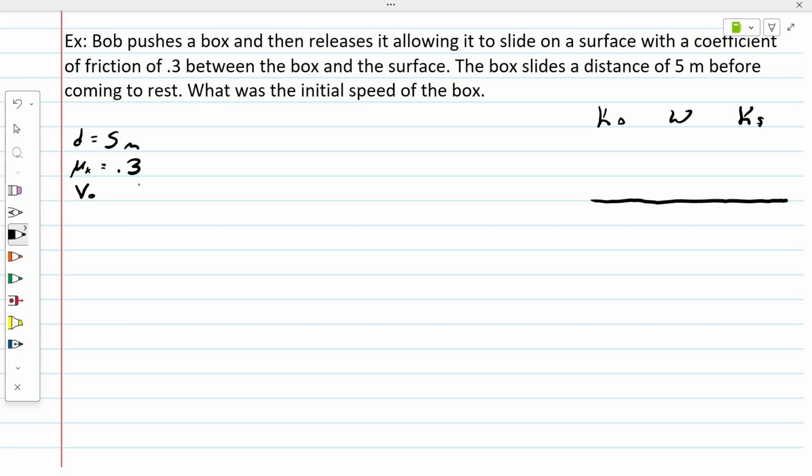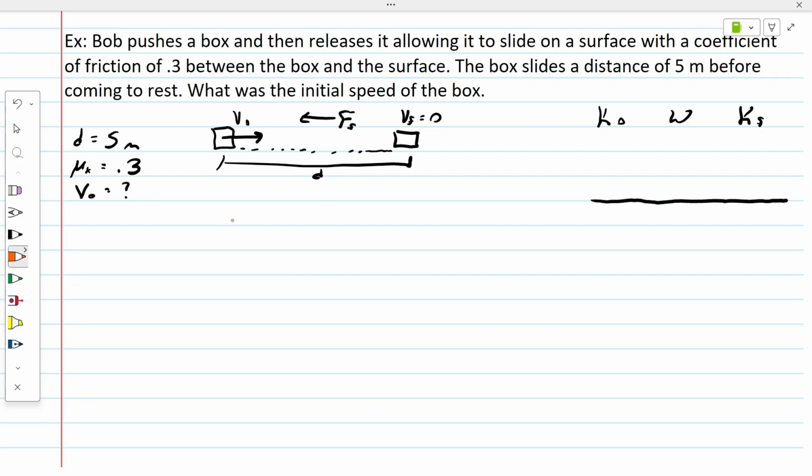So if we try to understand what's happening, a box is pushed with some force and then is released. Then it slides like this until it eventually comes to rest. So it travels some distance and then stops. There is some v initial and then v final equals 0. Friction is exerting a force in the opposite direction because it's slowing down this box. That's the force that's doing the work that is slowing down the box.